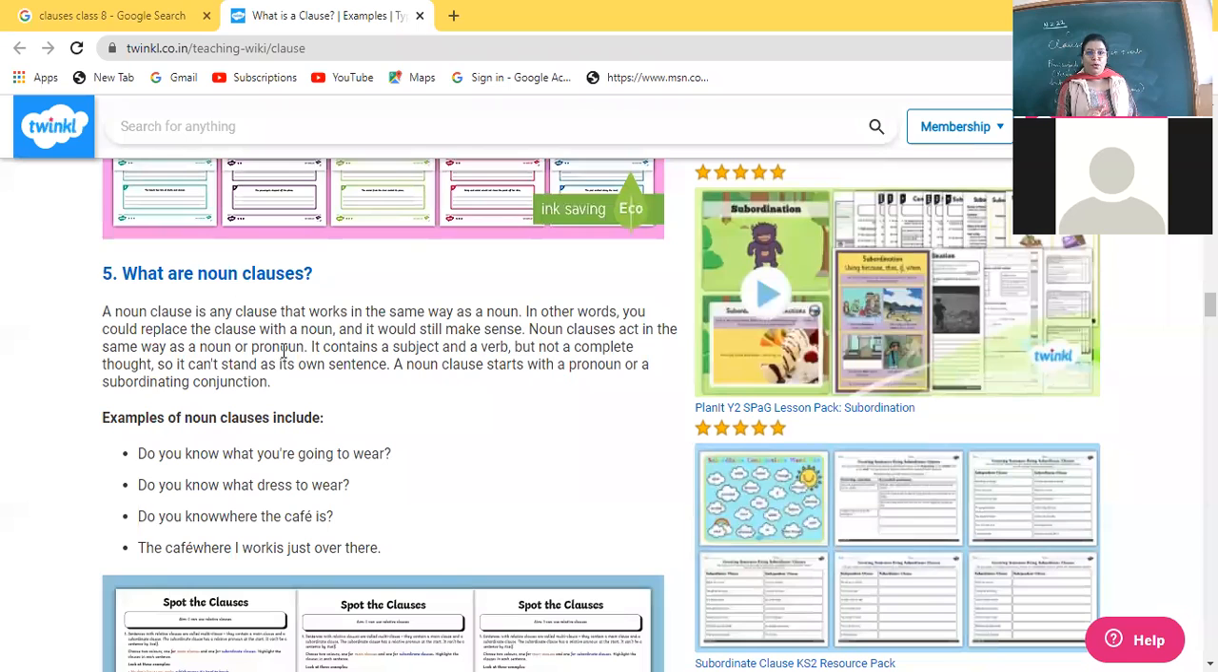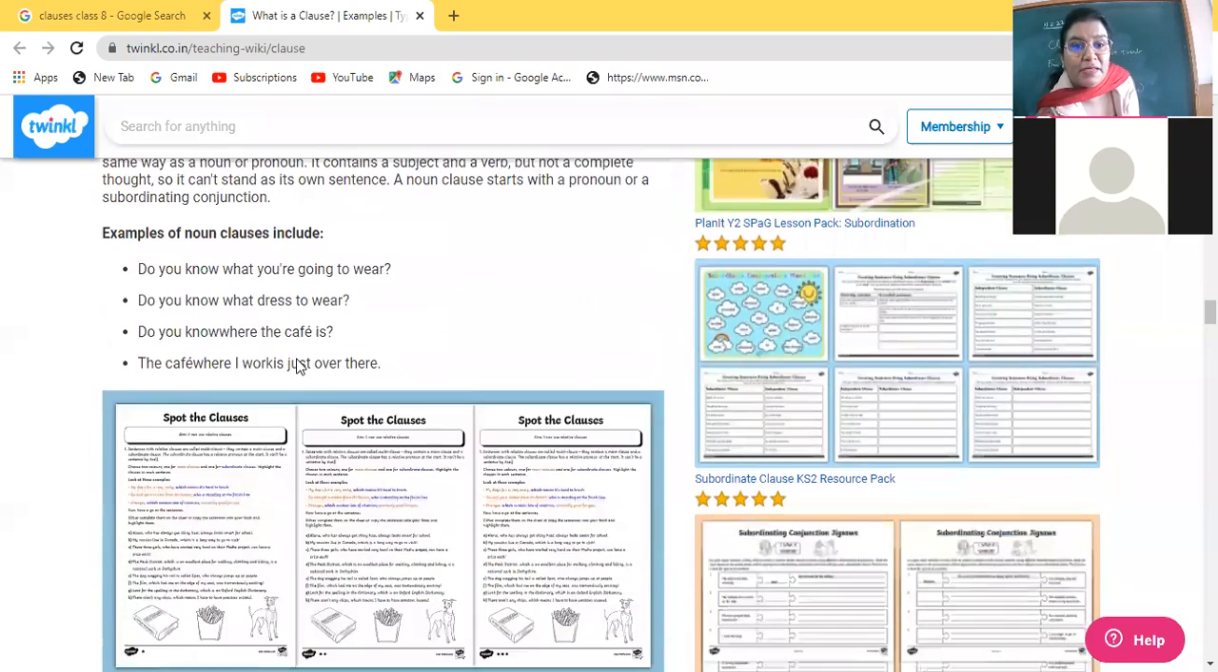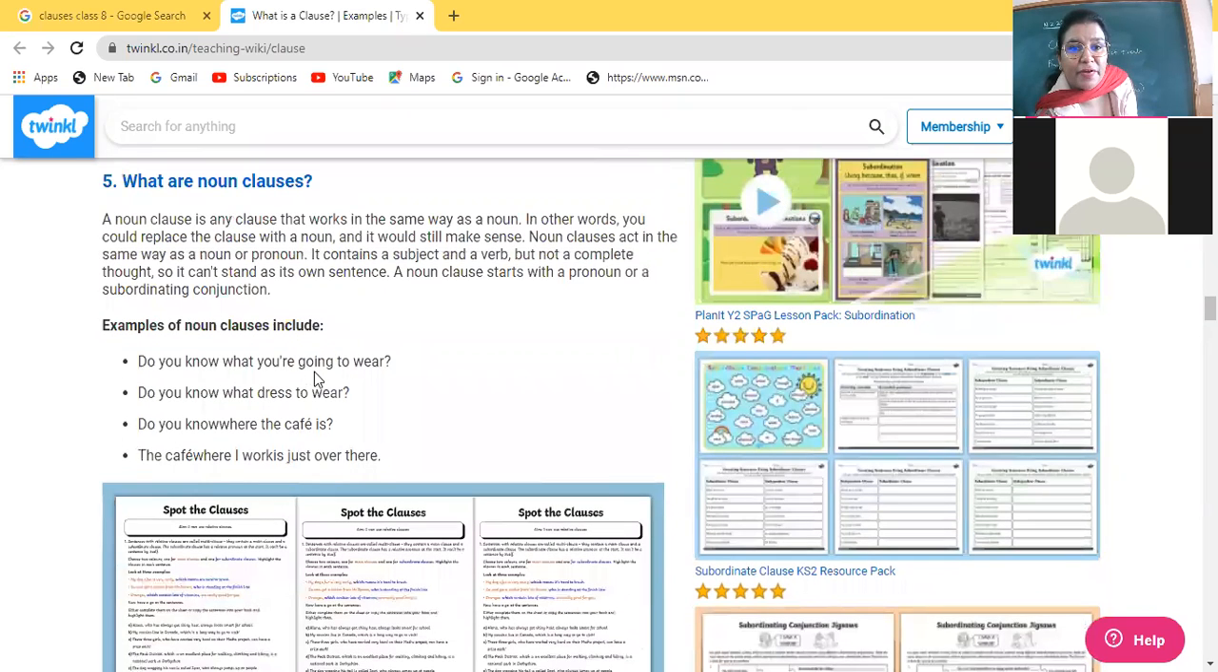Do you know what you're going to wear? Do you know what dress to wear? Do you know where the cafe is? Where is the noun clause over here? Can you identify what the noun clause is over here? Do you know what you're going to wear? Please tell me. Can you identify it?